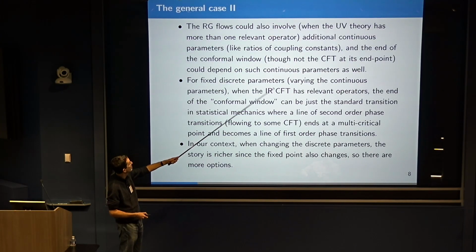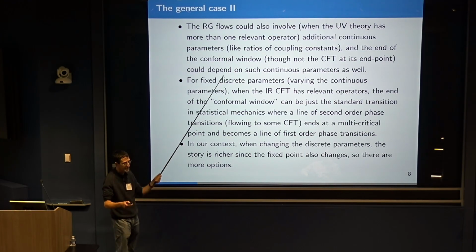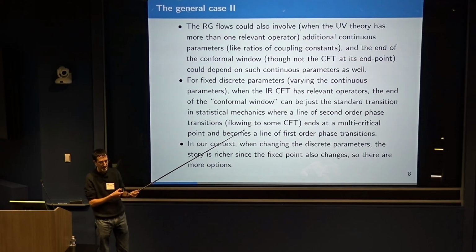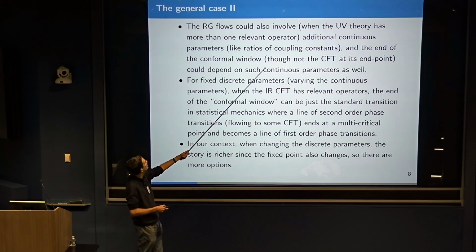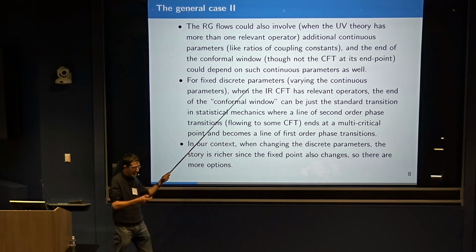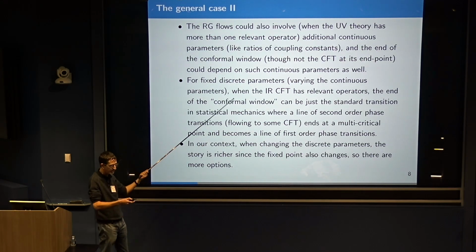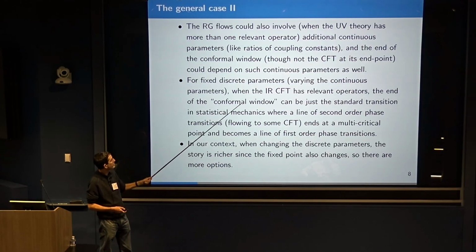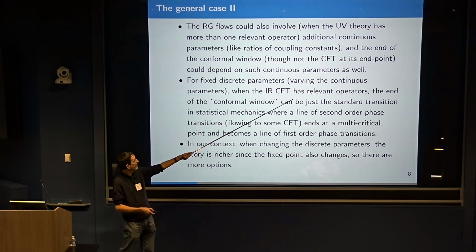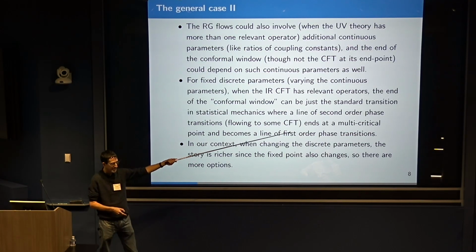Now, these renormalization group flows may, in addition to the discrete parameters that I mentioned, also involve continuous parameters. And if the high energy theory has more than one relevant operator, then we have RG invariant ratios of these couplings. So we might have extra continuous parameters, and the behavior of the conformal window could also depend on the values of these continuous parameters. Now, in principle, we could also just fix the discrete parameter and ask what happens when we only vary the continuous parameters.